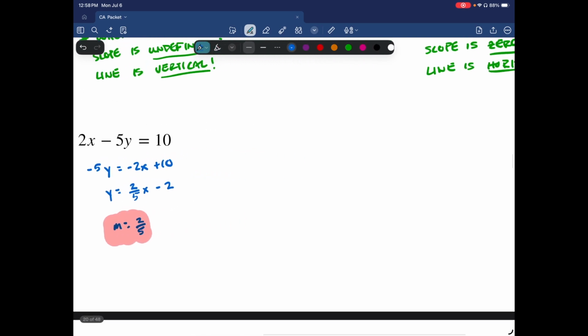Okay, so let's talk in general terms for a second. So if I have this general form, ax plus by equals c, and I solve this for y, that would be by equals negative ax plus c, divide by b, you get negative a over b x plus c over b.